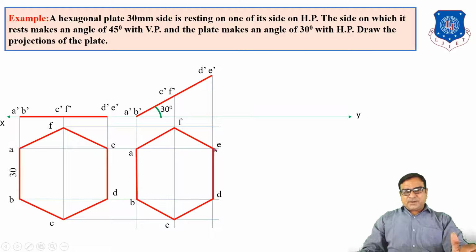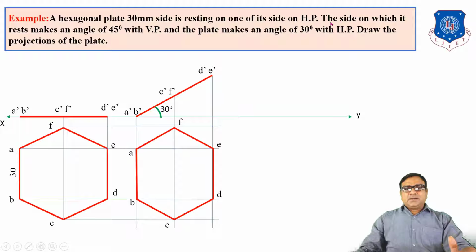Its top view remains the same, means the length of top view is 30 mm, but the remaining 4 lines, because it is inclined to HP, the length of those 4 lines will be less than 30 mm.